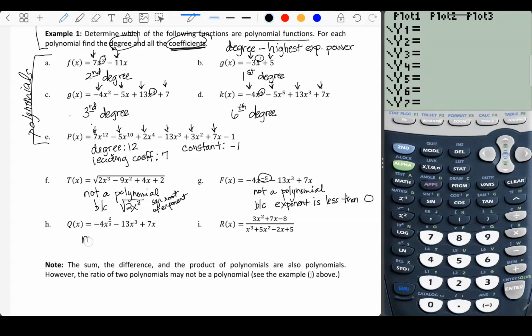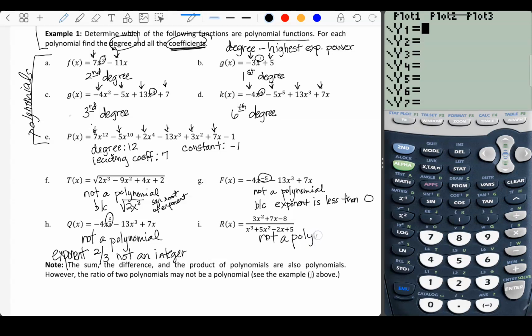Taking a look at H, I bet you've spotted it already. It's not a polynomial. Looking at those exponents, we have a fraction, 2/3. 2/3 is not an integer. And I should be saying actually a non-negative integer. We cannot have negative integers as our exponents either. But we can't have fractions because that's not an integer at all.